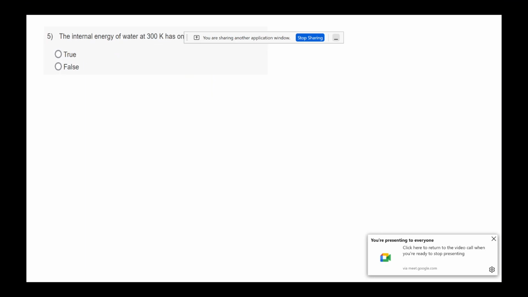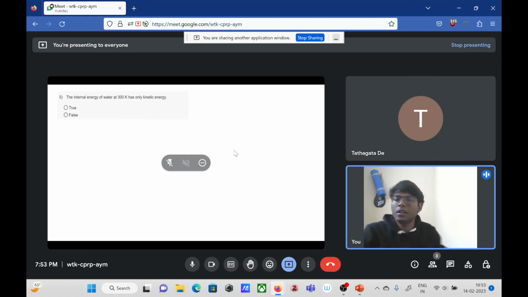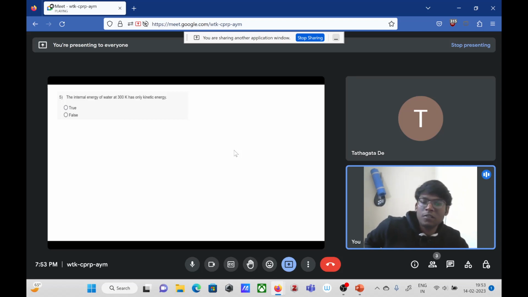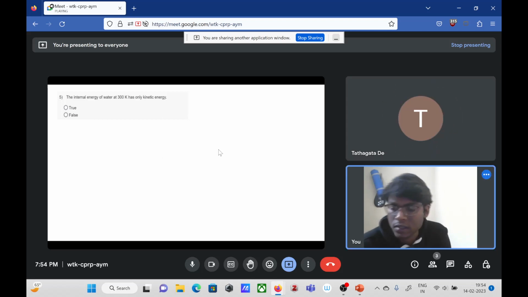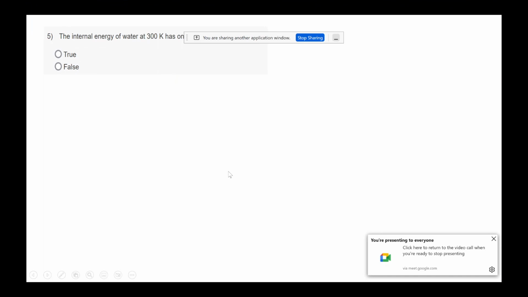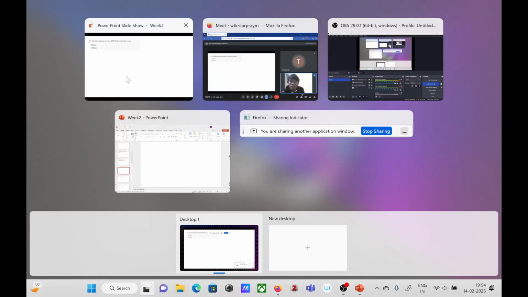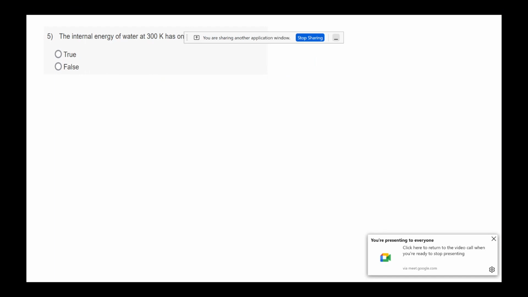Last question: the internal energy of water at 300 Kelvin has only kinetic energy. It is false because it is not monoatomic. There is also bond energy and all those other things. Yes, it has structure and all that. At 300 Kelvin it exists in liquid form. What was the option? Has only kinetic energy. False. This is false.